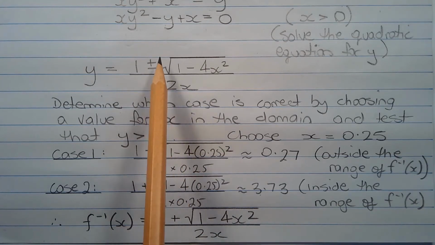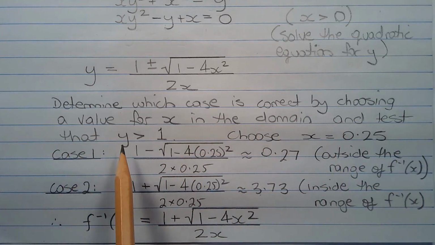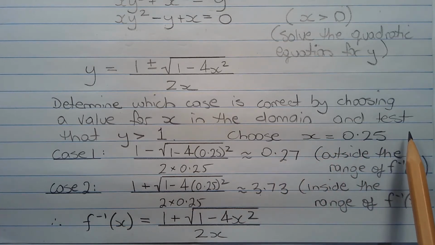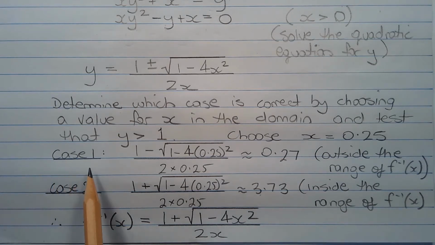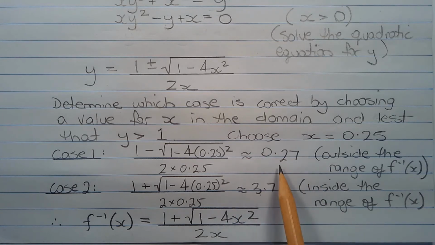Notice though that we have two cases. So we need to determine which case is correct by choosing a value for x in the domain and test that y is in fact greater than 1. So I'm going to choose x equals 0.25 since that's inside the domain of inverse f of x. So case 1, 1 minus the square root of 1 minus 4 times 0.25 squared, over 2 times 0.25 gives us a value that's approximately 0.27. And note that that's outside the range of inverse f of x. So case 1 is invalid.